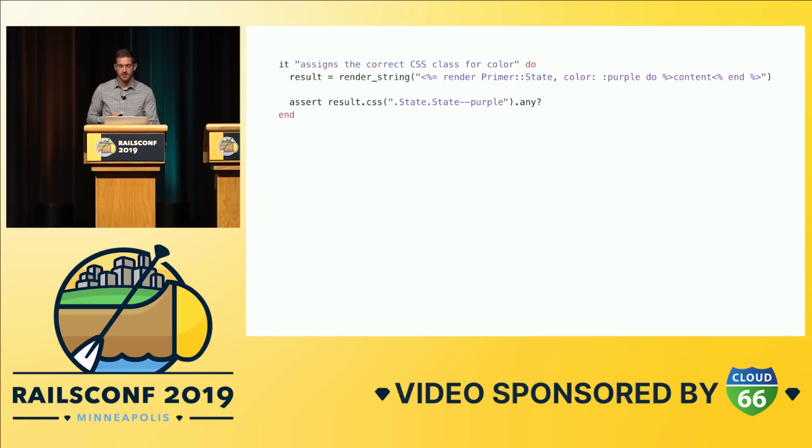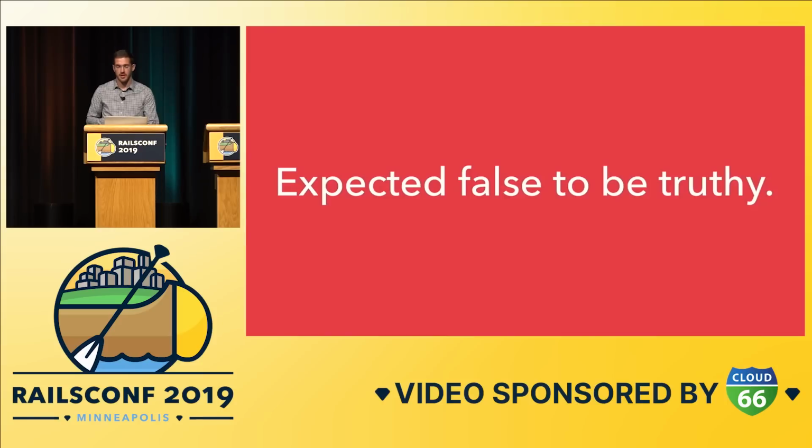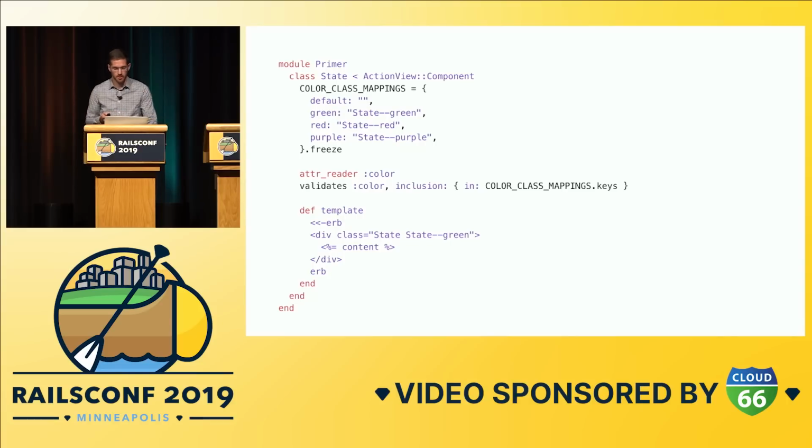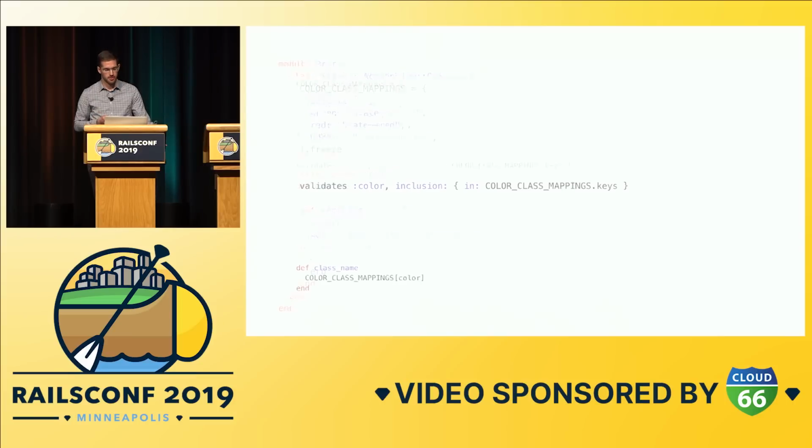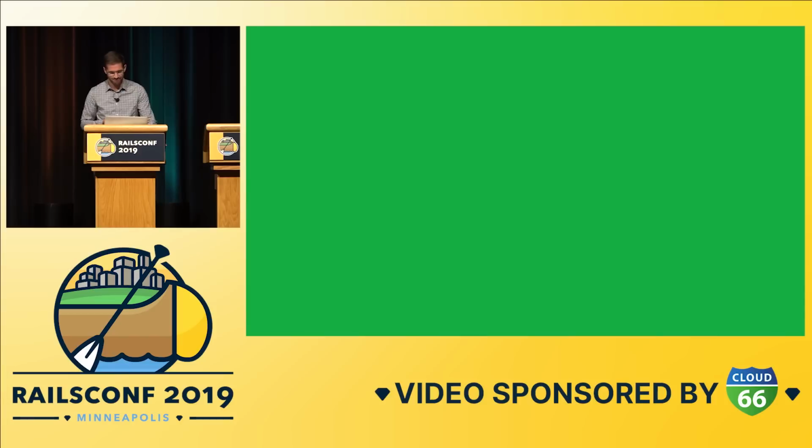So now let's add a test to make sure we're setting the right CSS class based on the color, and that it fails. So previously, we just had the CSS class hard-coded in our template. But now that we can be sure that color is one of the keys in our hash, we can safely use the hash to look up the correct CSS class and use it in our template. And we're back to green.